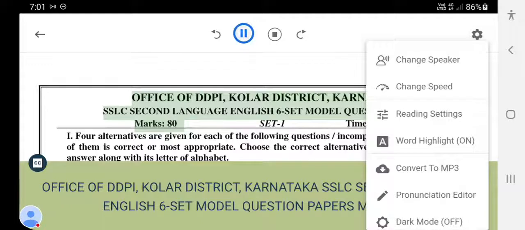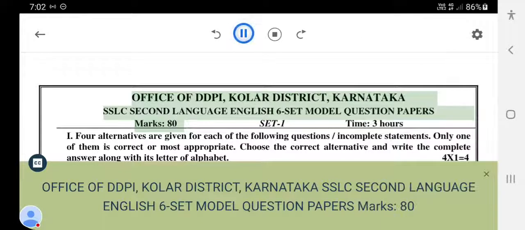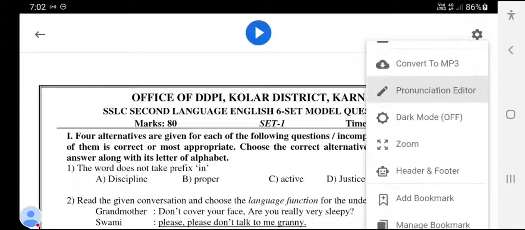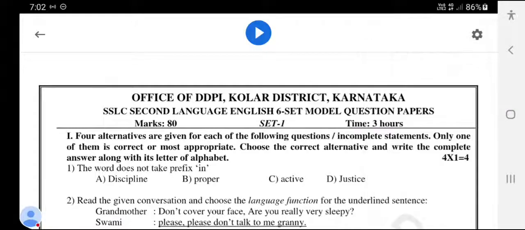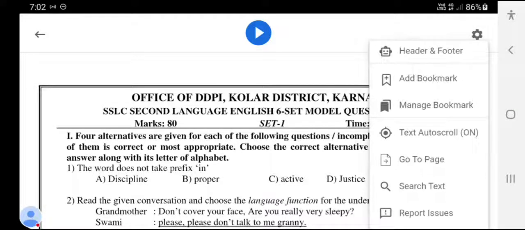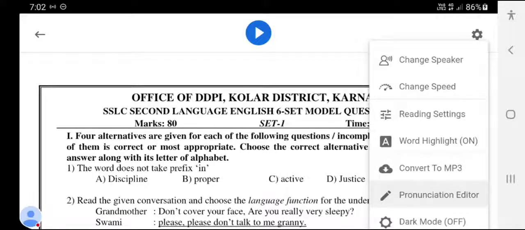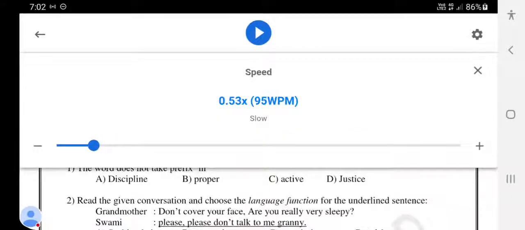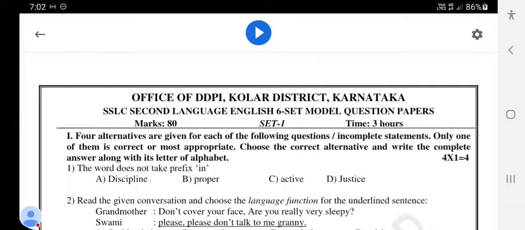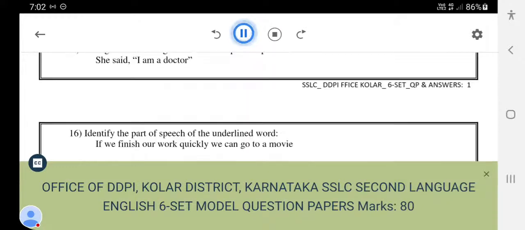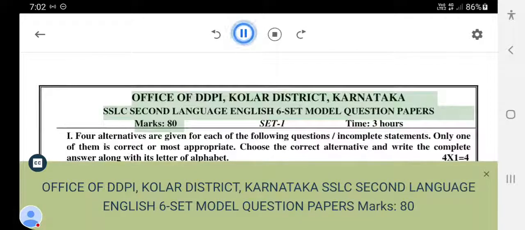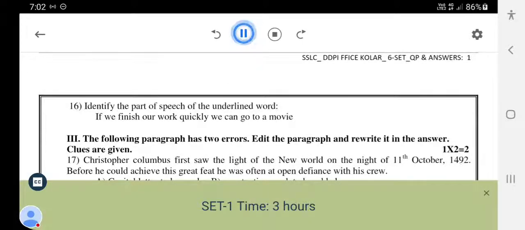Office of DDPI, Kolar District, Karnataka SSLC. Second Language English 6 Set Model Question Papers, Marks 80. Set 1, Time 3 hours.